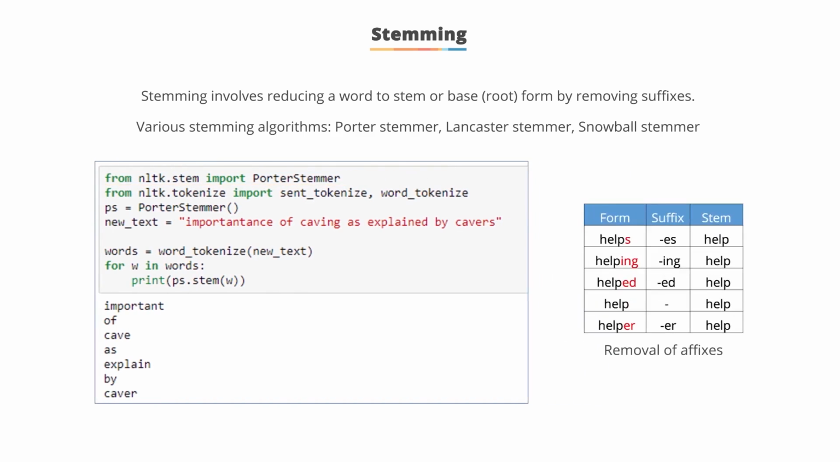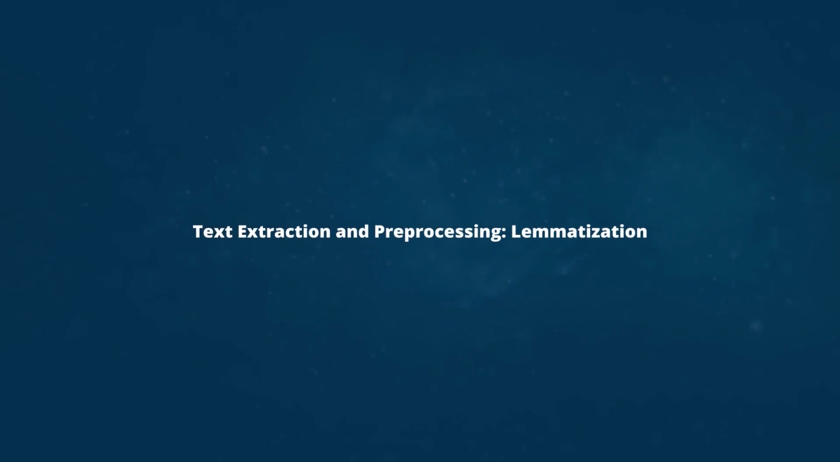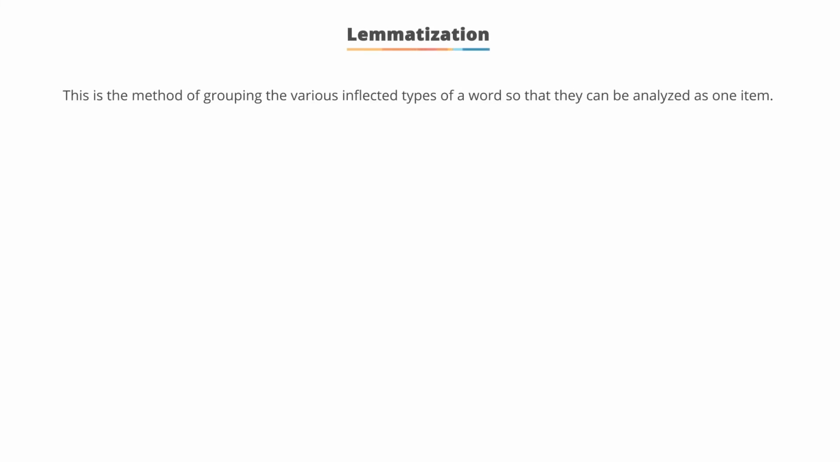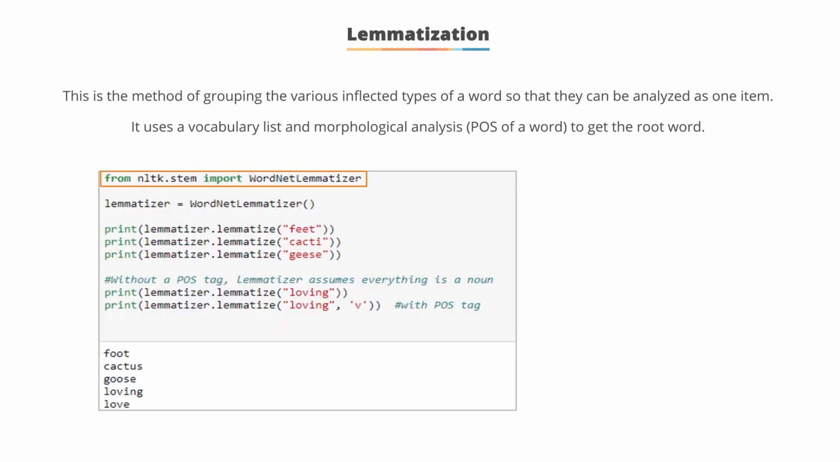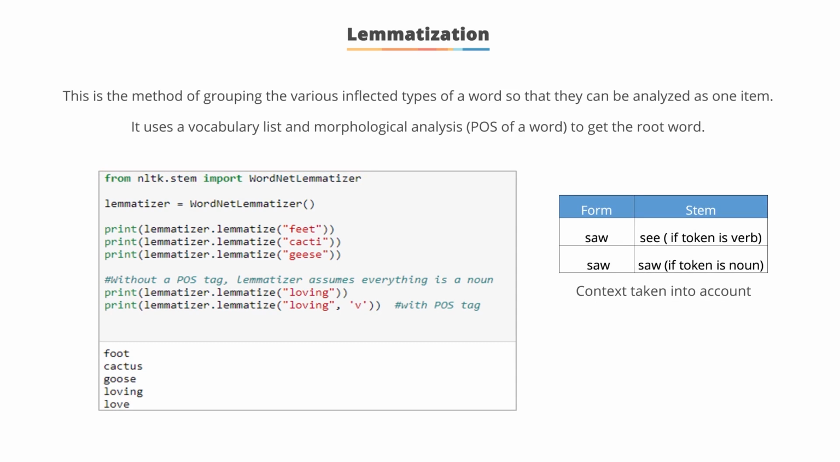When you observe the output, you will see that all of the words given have been reduced to their root word or stem. Text extraction and pre-processing: lemmatization. Lemmatization is the method of grouping the various inflected types of a word in order that they can be analyzed as one item. It uses a vocabulary list or morphological analysis to get the root word. It uses the WordNet database that has English words linked together by their semantic relationship. As you can observe in the given example, the different words have been extracted to their relevant morphological word using lemmatization.